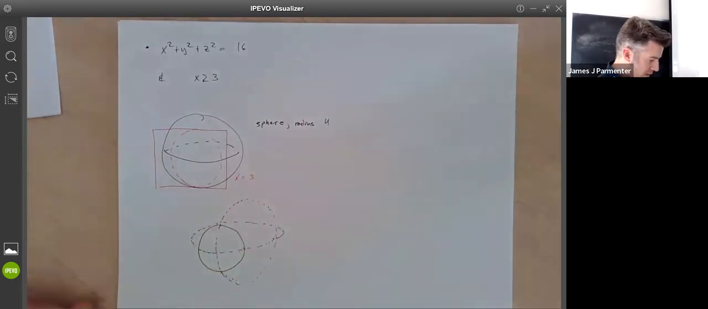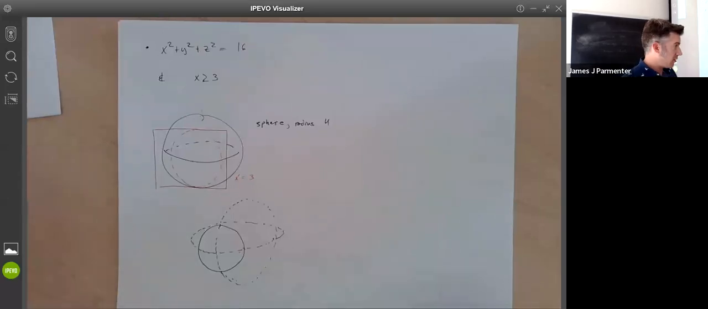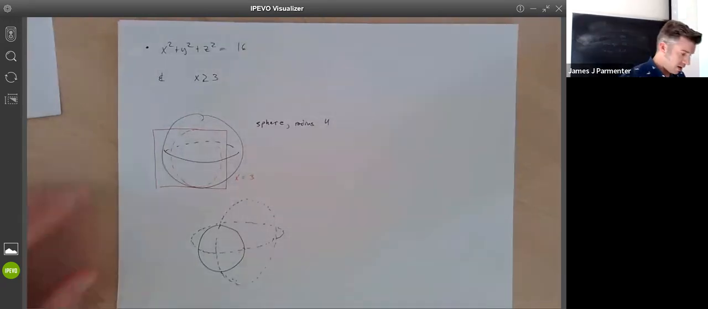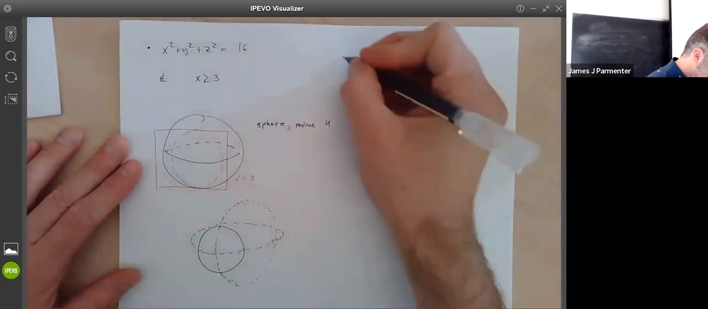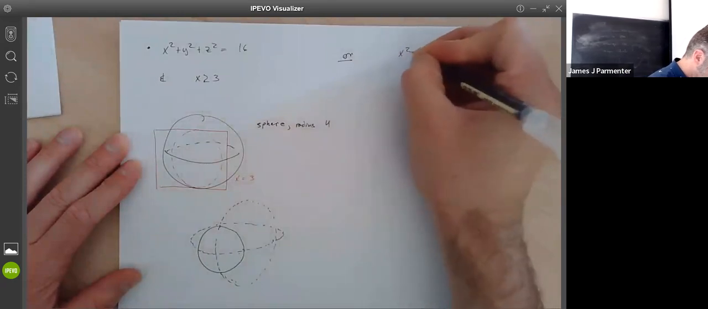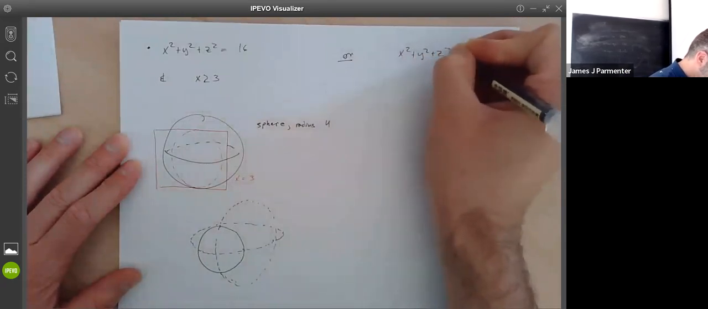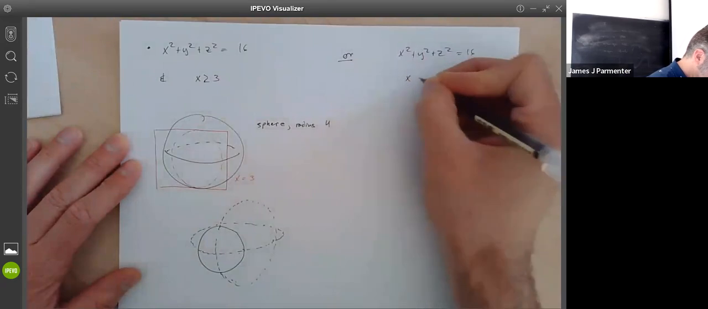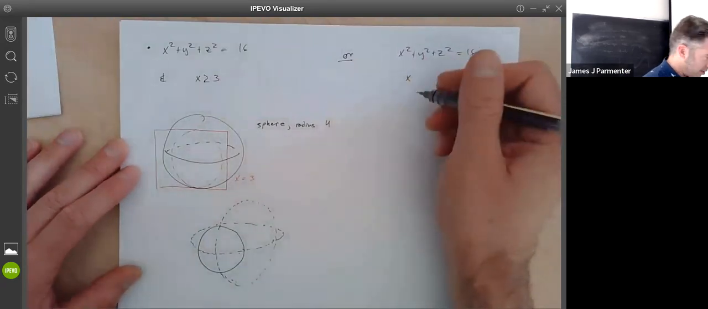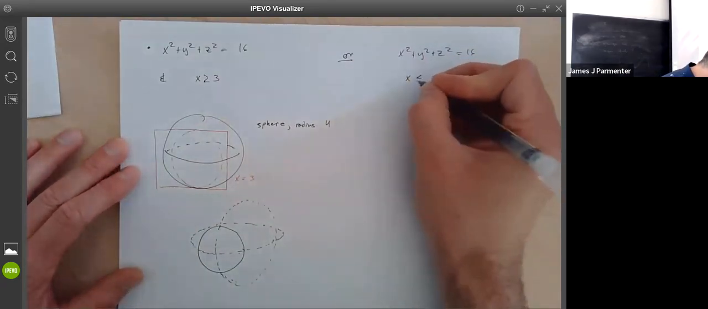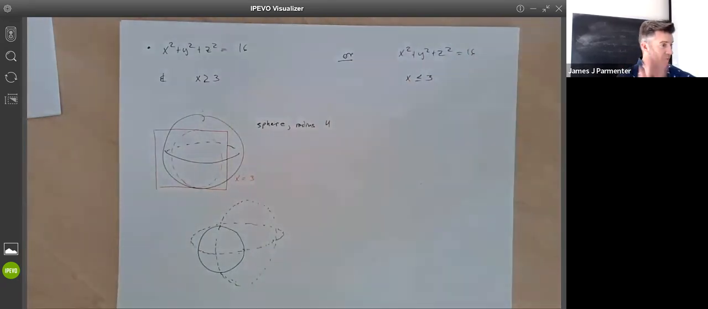Right? We've got only the front little cap of the sphere because our sphere had a radius of 4. And then we went all the way out to 3 and then said, cut it and take the part where x is bigger than 3. If on the other hand, I had said the same sphere, but now x is, why did I pick x? X is like the worst choice I could have made. X is less than or equal to 3. Then I've got the other part of the sphere.